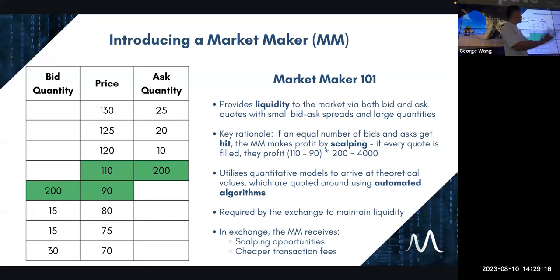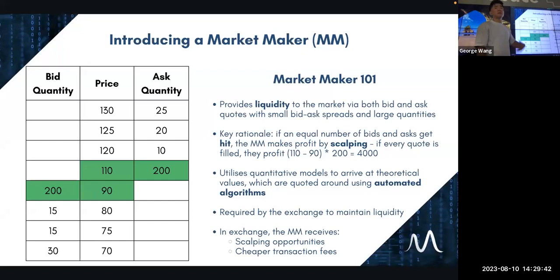And the key rationale for market makers is that, let's say both of these orders get filled completely. Somebody fills that, somebody fills that. They essentially make the difference, which is 20 times 200. So for every pair of these trades, they'll make 20. And this will be scalping, not arbitrage. They're buying low and selling high, but they're still at risk if they put in these orders.